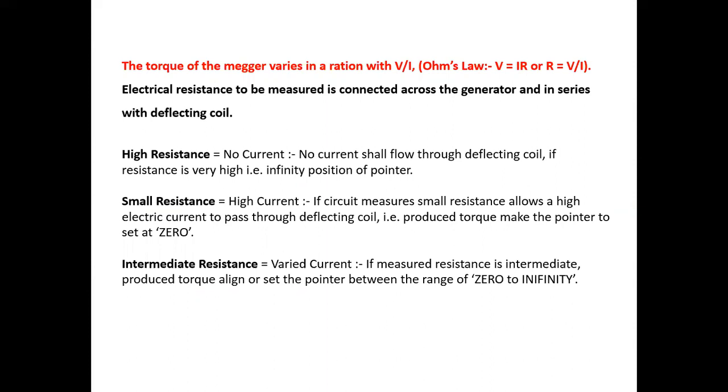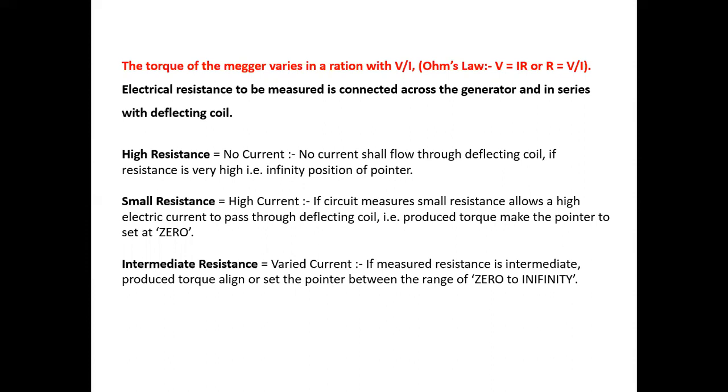The torque of the Megger varies in rotation with V upon I. That is Ohm's law: V is equal to IR or R is equal to V upon I. When there is high resistance, that is no current, it shows the infinity reading. Suppose the circuit is open circuited, then no current will flow, which means a high value of resistance, that is infinity, and the Megger shows a high deflection of the pointer. When a high current flows, that is when the circuit is short circuited, the resistance is zero and the Megger shows the reading 0.